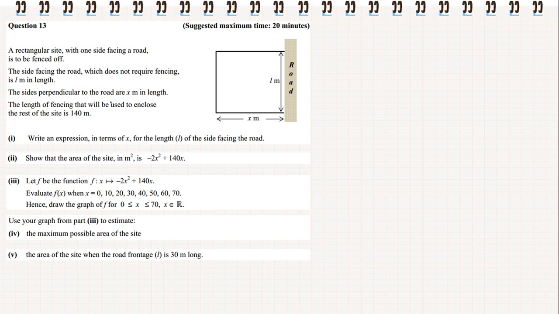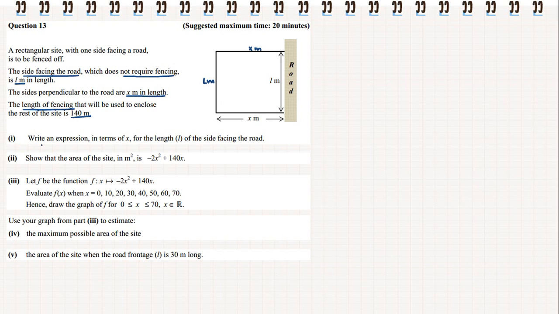So before we start doing the questions, I'm going to go back and highlight some key pieces of information. So it's a rectangular site. The side facing the road does not require fencing. L meters in length. We have X meters in length for the sides that are perpendicular. And the length of fencing will be 140 meters. Because it's a rectangular site, this side is also X meters, and the side parallel to the road is also L meters.